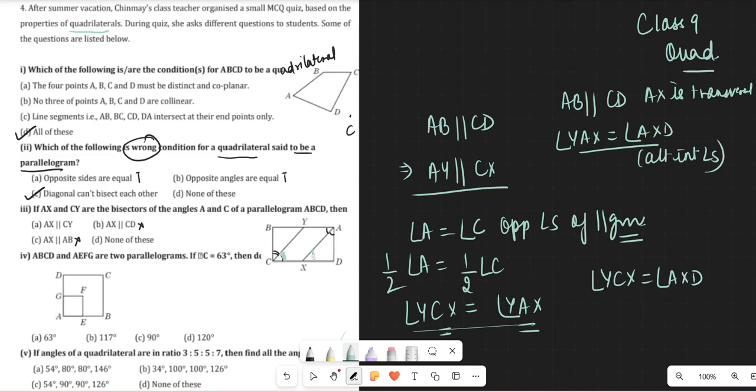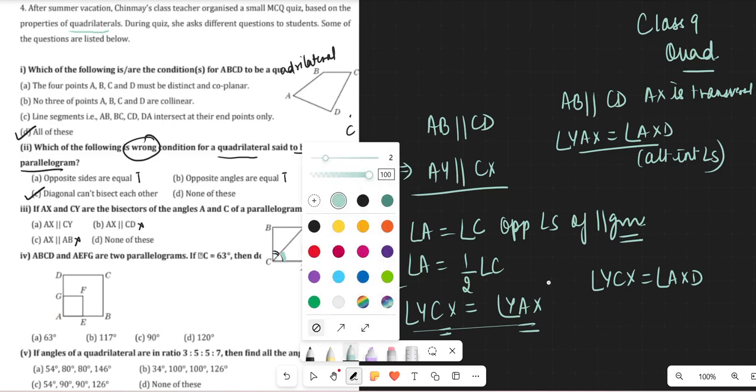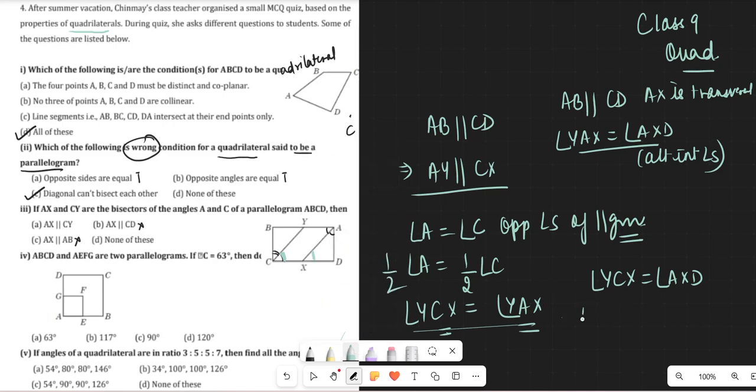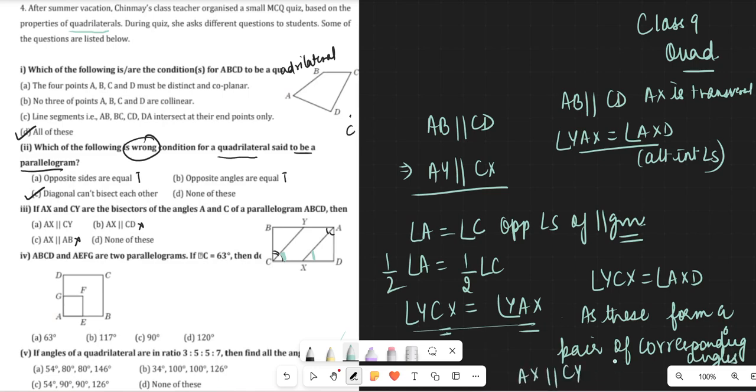Angle YCX is equal to angle AXD. Now as you see, the two form a pair of corresponding angles. So we write, as these form a pair of corresponding angles, hence we conclude that AX is parallel to CY. So I've proven this also: AX is parallel to CY. I'll mark the first part as the answer.